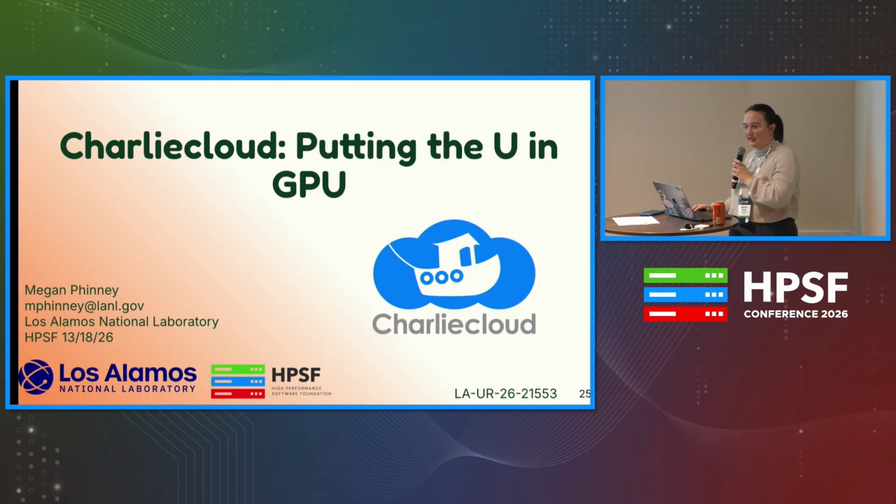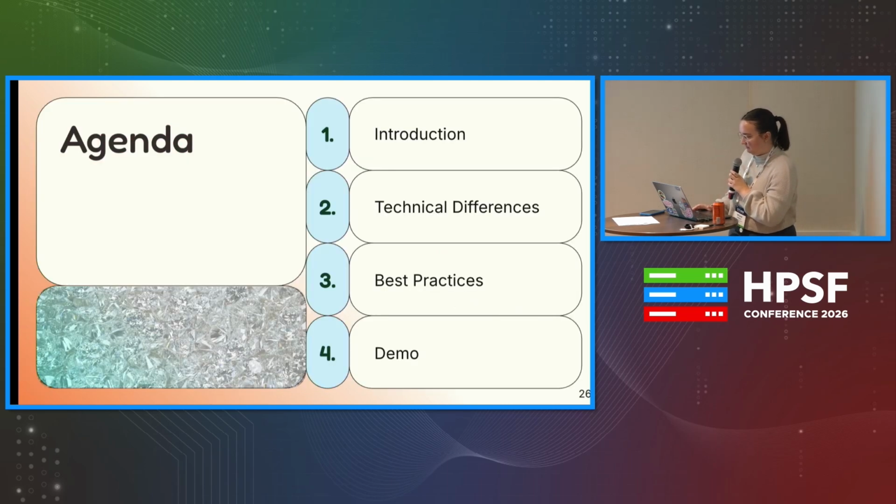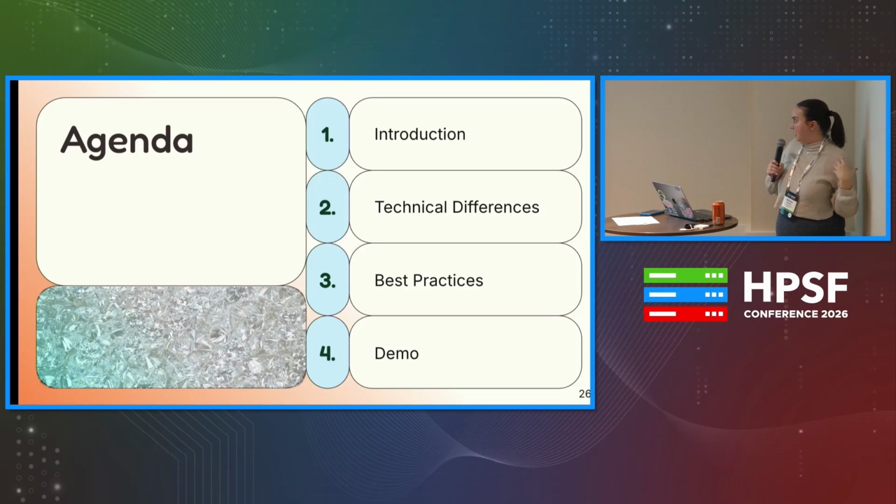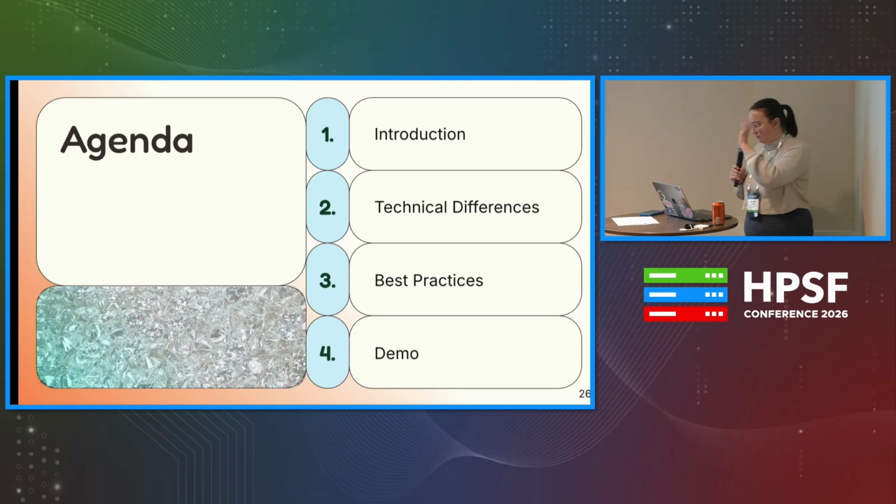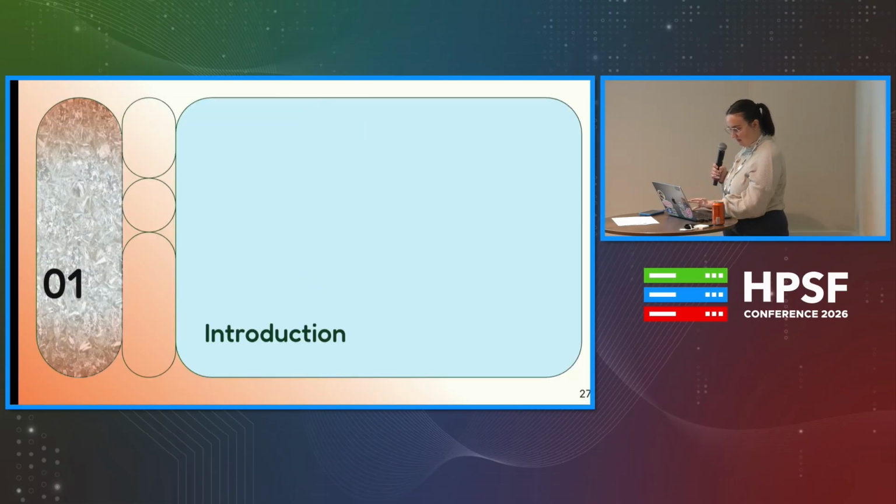I'll have a rough plan. I'll start with some slides, go back and forth, and just hope this really big GPU container pulls. So, at a high level: we'll do a little introduction and the technical differences between running a CPU container and a GPU container. Then we'll go into best practices and common gotchas I've seen. And I'll have a demo scattered throughout, but interrupt me if you want to go off the path.